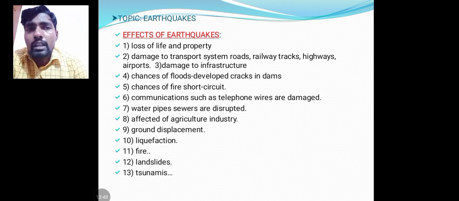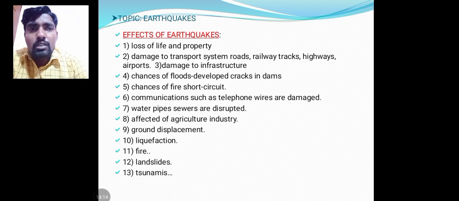Yes, we agree. The transport system is damaged: roads, railway tracks, national highways, or airport runways. So infrastructure is damaged, and all of it will get ruptures or cracks. They will be brutally damaged. Houses and buildings and other required structures will also be broken or get cracks and fractures.